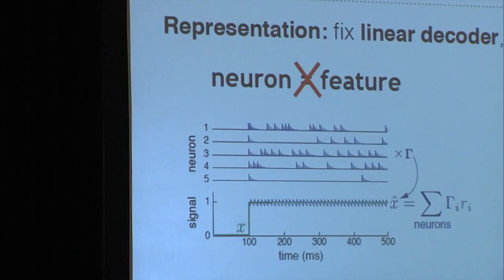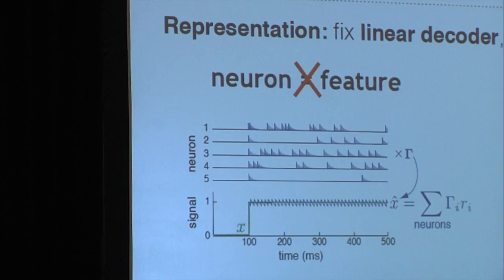So the key idea is simple. We need to formally separate what is the computation performed in the circuit from the way this computation is represented at the level of neural activity. So for us, the computation continues to be sampling-based approximate Bayesian inference, but we relax the assumption of a one-to-one map between neurons and features. Instead, we assume that we have a linear decoder that maps neural responses into features, and given this linear decoder, we derive the optimal neural dynamics that encode the target MCMC sampler.